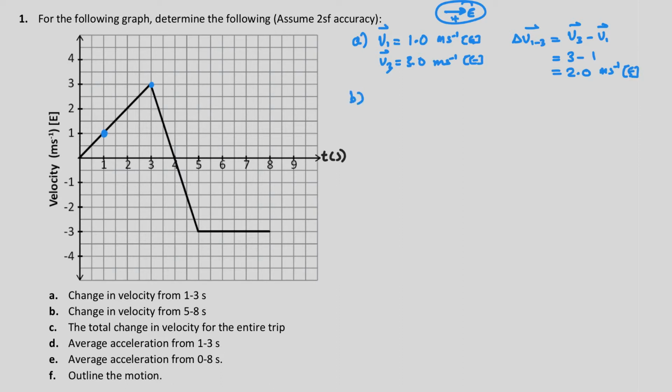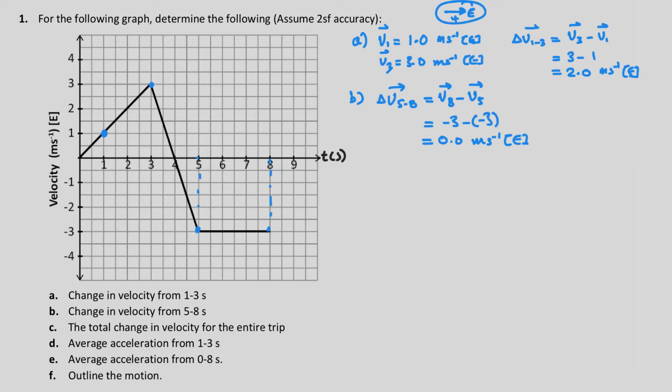For B, changing velocity from 5 to 8. My velocity at 5 is -3, and my velocity at 8 is also -3. So the change in velocity from 5 to 8 is the velocity at 8 minus velocity at 5. In this case, velocity 8 is -3, and velocity 5 is also -3, so this is equal to 0 meters per second in the east direction.